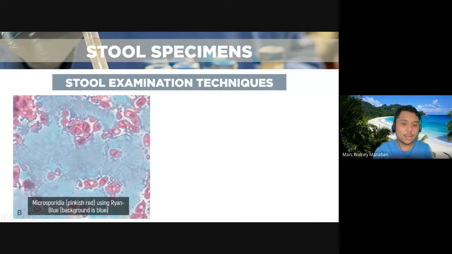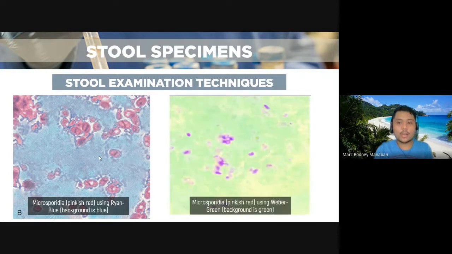As you can see, there is a diagonal line at the center. Blue is the background, and of course Weber green has a green background. As you can see, the microsporidia are in the same shade, the same color, purple red or bright pinkish red. So that's your modified trichrome, again recommended for intestinal microsporidia.